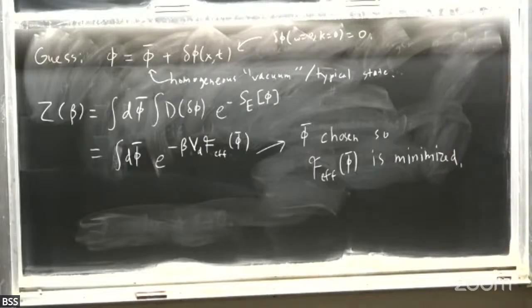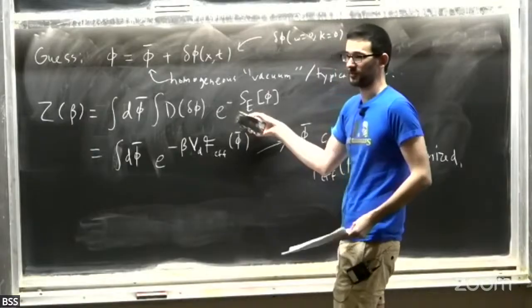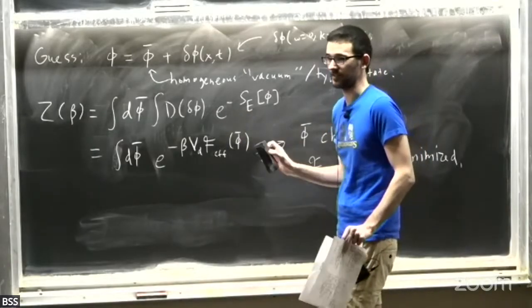Why the beta in front? Oh, well, I've just defined this function to be whatever this path integral is. So it's a semantic thing.